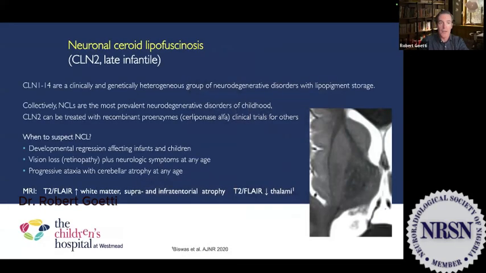Now, CLNs, for short, are a quite heterogeneous group of storage disorders, and collectively, they're actually the most prevalent neurodegenerative disorders of childhood. Some of these can be treated with recombinant proenzymes, and for this reason, it is good if we can recognize it early. And again, the main finding is T2 hypointense thalami.